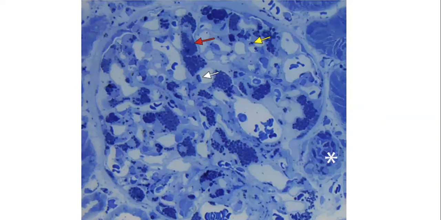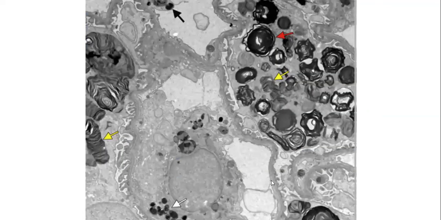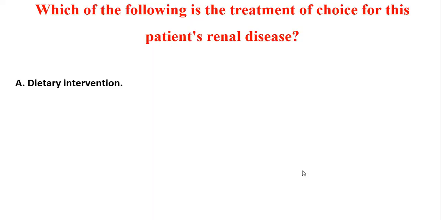And on electron microscope, you can see the picture better now. There is inclusion-shaped multi-laminated myelin fibers, the red arrows, and zebra bodies, which is characteristic of Fabry disease, in the yellow arrows. So there are zebra bodies in the podocytes. There is also smaller inclusion in the endothelial cells, the black arrow, and mesangial cells, the white arrow, in the electron microscopy. So this is very typical for this rare disease.